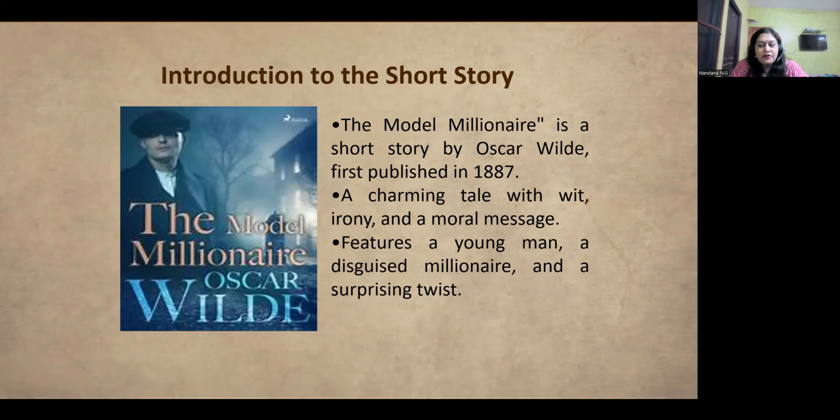The story features a young man. He's the protagonist. And also it has a disguised millionaire and a surprising twist. This surprising twist is what is called the characteristic feature of short stories. Most of the short stories which are popular all over the world have this one element, usually the twist at the end. Like for example, O. Henry. O. Henry is another brilliant short story writer. Most of his stories start, he has in fact authored more than 600 short stories.